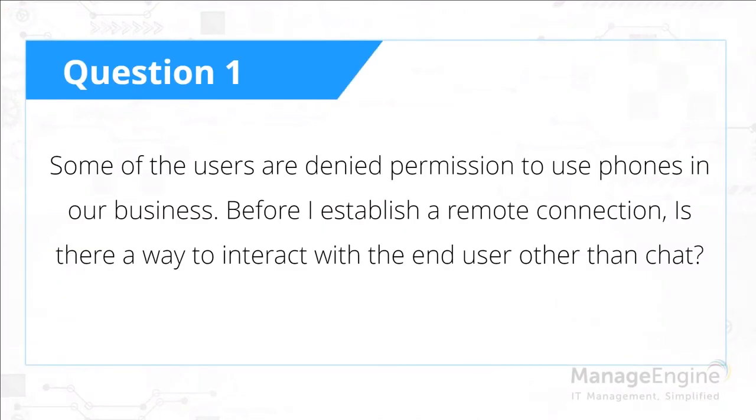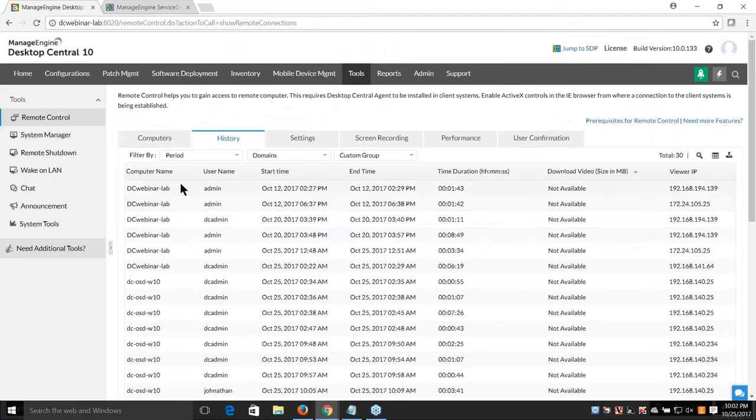So let's take question number 1. Some of the users are denied permission to use phones in our business. Before I establish a remote connection, is there a way to interact with the end user other than the chat? All right, so that's a nice question. As he's reporting here, instead of using the chat functionality, is there any other way to connect to the end user? Yes, we can do that.